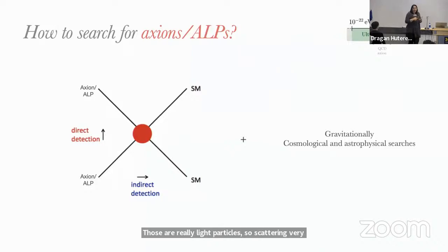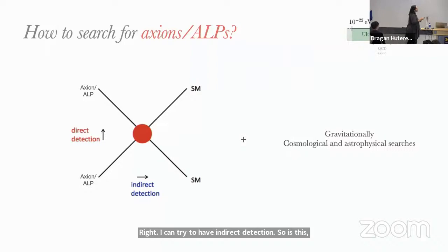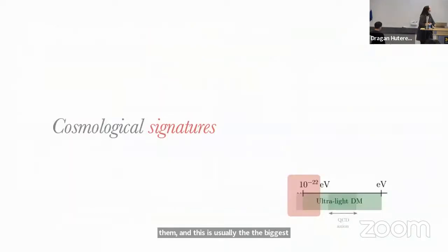I can try to have indirect detection. So is this maybe, I don't know, interacting with a neutron star or a black hole, or gravitationally? So I can have cosmological or astrophysical searches for them. And this is usually the biggest amount of evidence that we have.